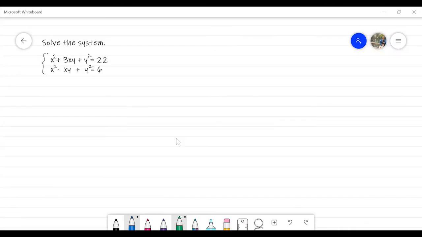Okay, so I think as we did before, it might be a good idea to label these as just equation 1 and equation 2, just so we can reference them relatively easily, right? Now, most of the time when you have this many variables going on, the elimination method is a really good bet, okay? It's a really good idea.